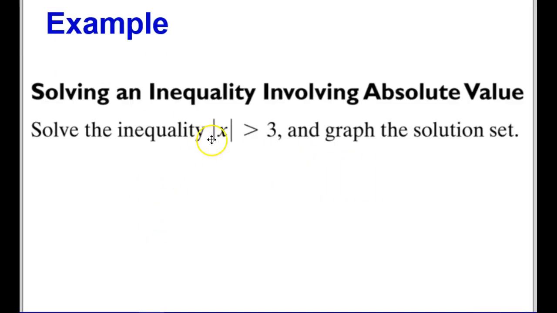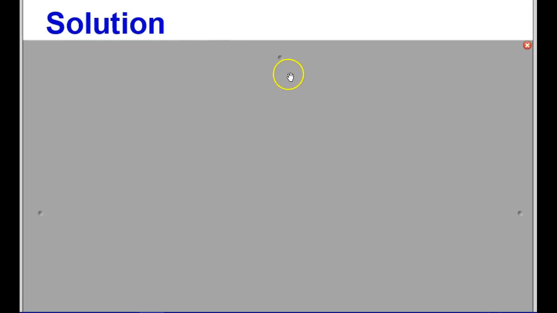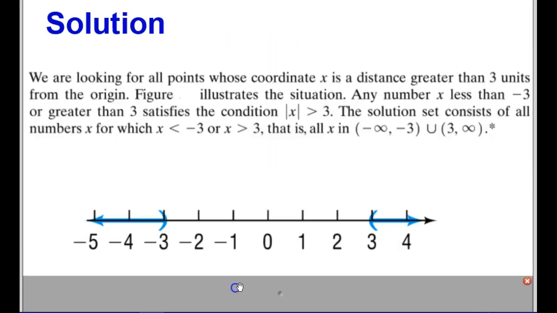So here's another one. Now I'm saying that the distance, my x value, has to be greater than 3 steps away from 0. Again, I like to see this in a picture. So all of these are solutions. They're more than 3 steps away.